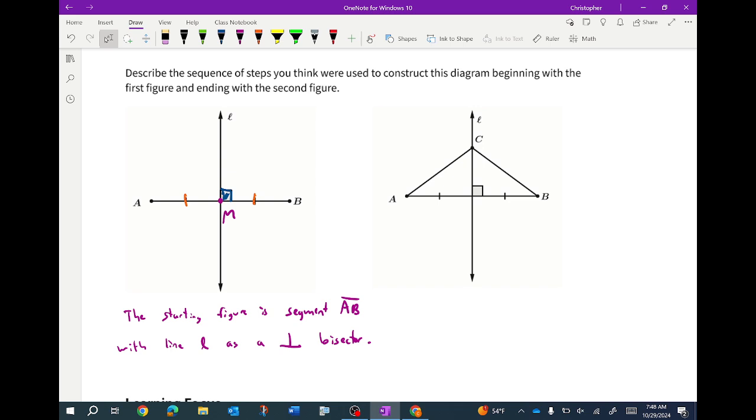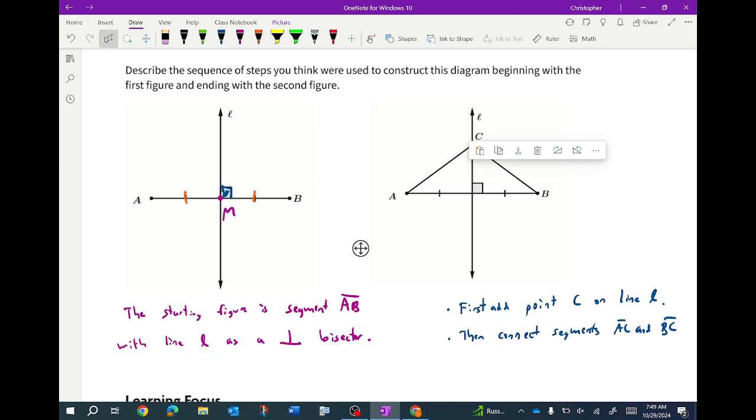All we need to do to get the next figure is to first add point C on line L, then connect segments AC and BC. All right.